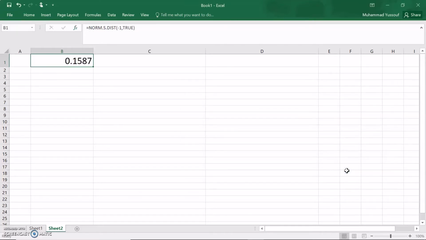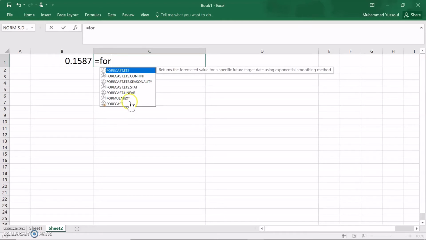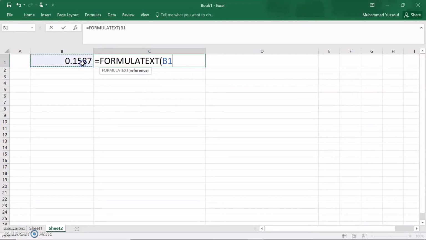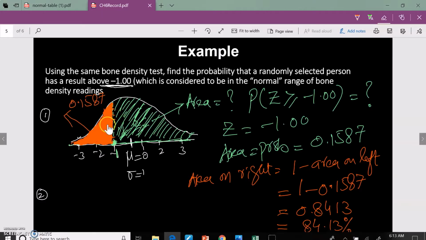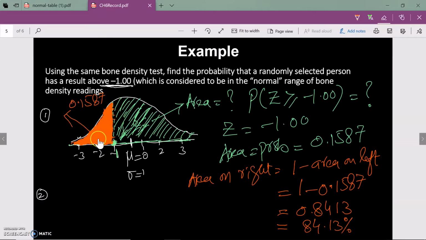So this is the value you get, 0.1587. Let me show you how I get this, just as a reminder. It works like this: NORM.S.DIST(-1, TRUE). But remember, this 0.1587 is the area to the left side, and this is not the area we're looking for. This is the red area, and this is not the area we're looking for. We are looking for this area, which is on the right side.